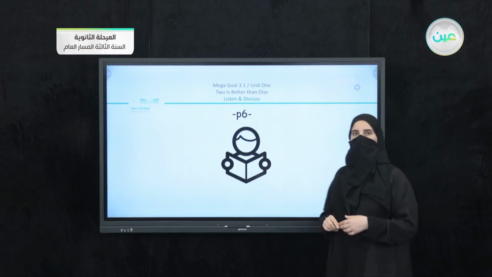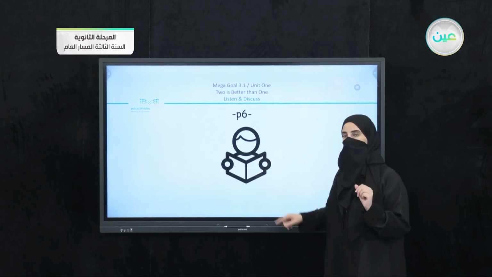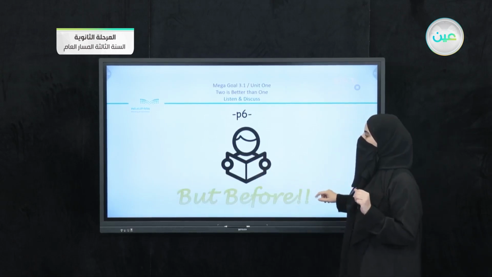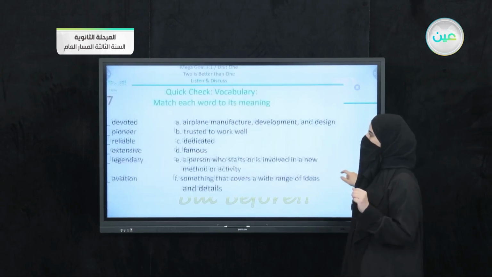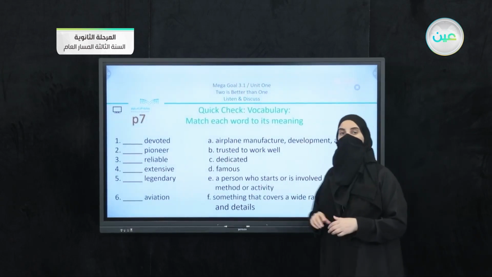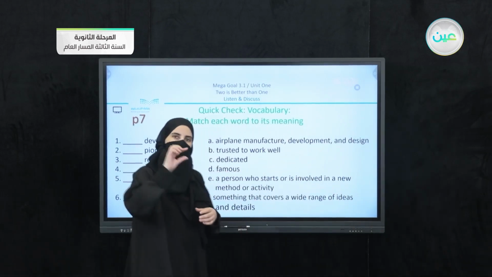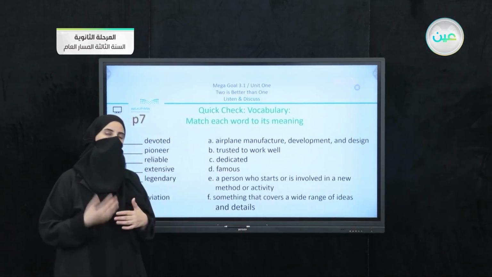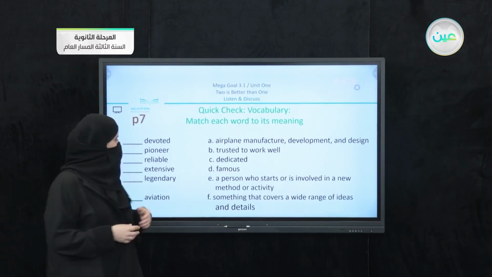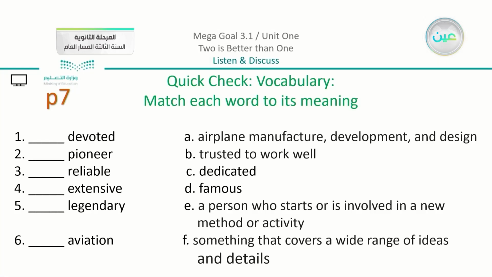Now you can open your books on page number 6, but before we start with our lesson, I would like to pass by the vocabulary that we have here on page number 7, just to make you highlight them or notice them when they pass by you. We have here 6 words. The first one, I'm going to give you a chance to read: devoted, pioneer.